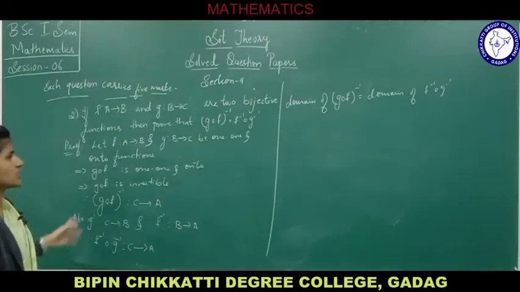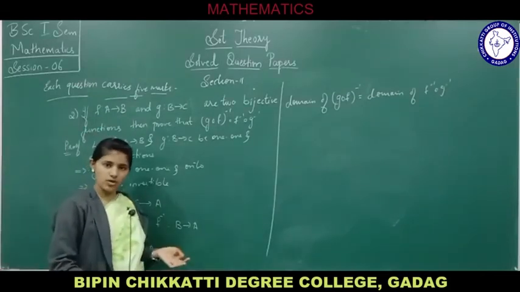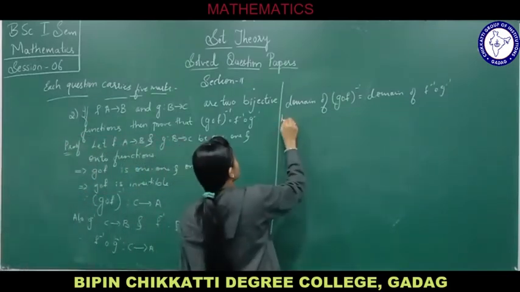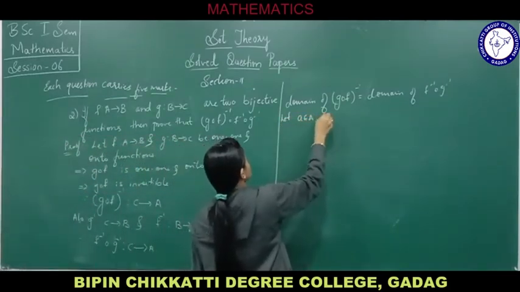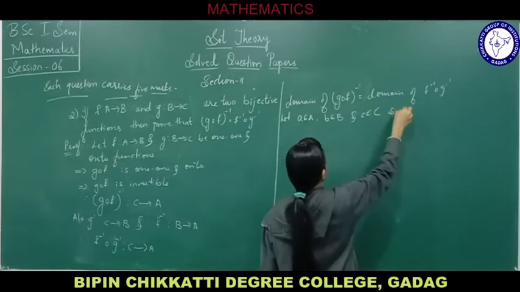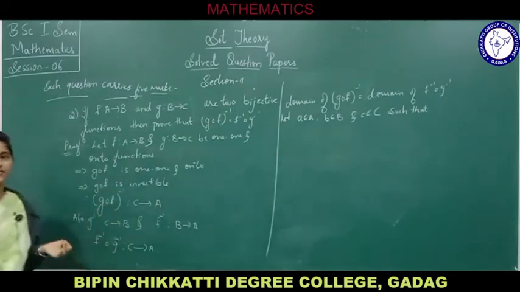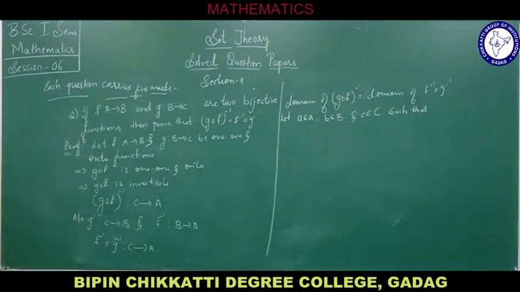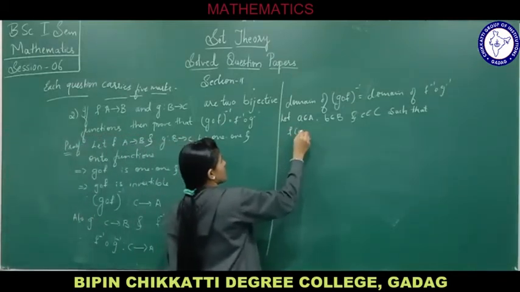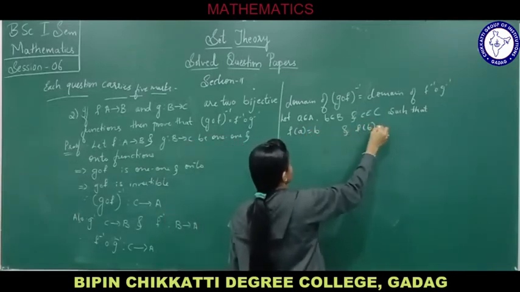Now let us prove further. Let a belongs to A, b belongs to B, and c belongs to C, such that we define the function in such a way that f(a) = b and g(b) = c.